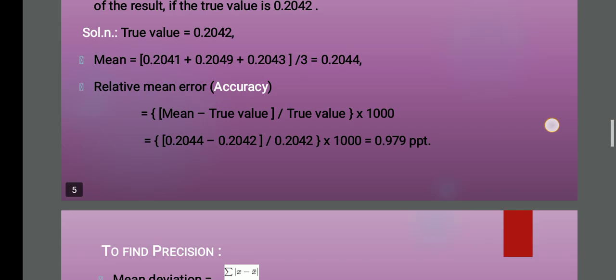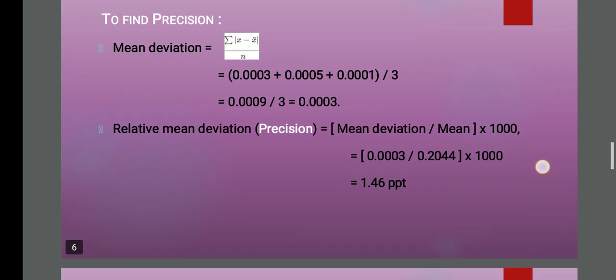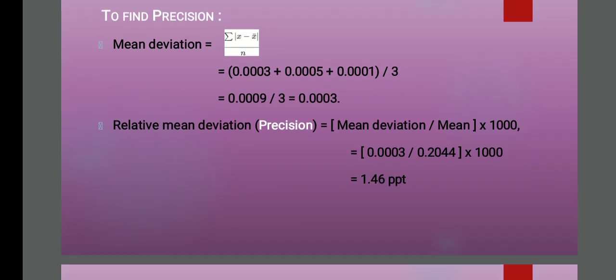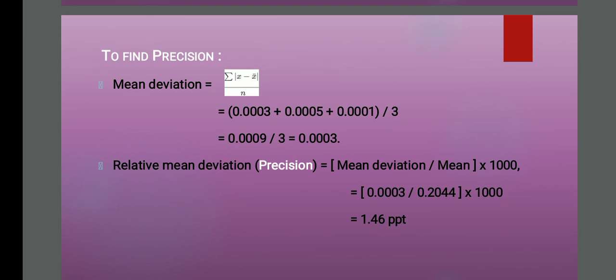So for precision we need two things initially: one is mean, another one is mean deviation. With these two values we can calculate the relative mean deviation, because relative mean deviation is mean deviation divided by mean, into 1000. Mean deviation divided by mean into 1000. This will give you the thing called precision.